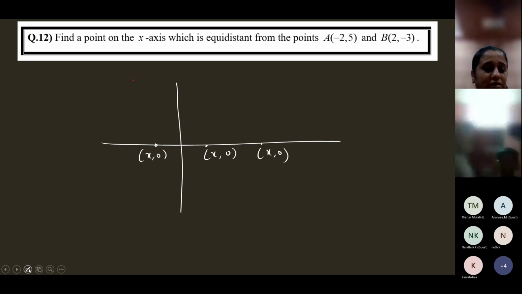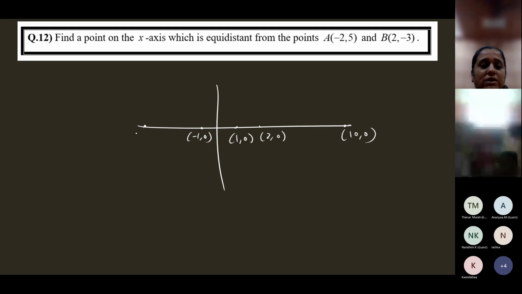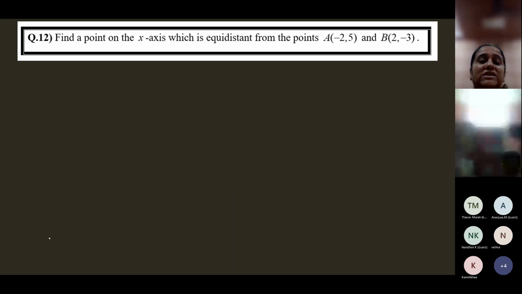Let me do this. What is this? 1 comma 0. This one, 2 comma 0. This one, 10 comma 0. Here, minus 1 comma 0. Here, minus 6 comma 0. So 0 is always there. That means y is always 0. There is some different x value. So any point on the x-axis is of the form x comma 0.